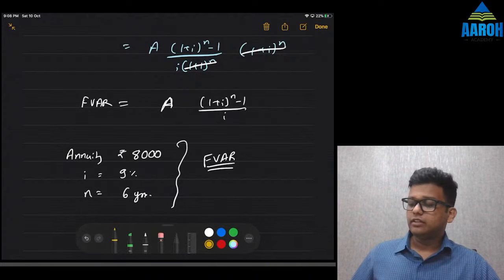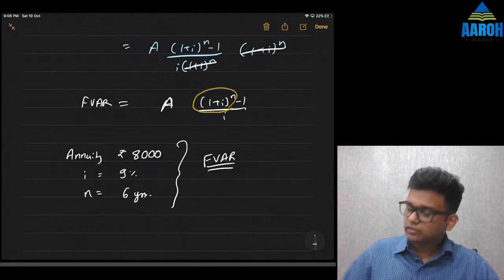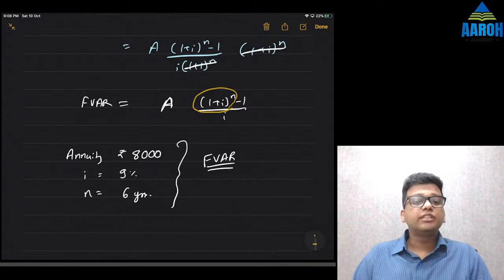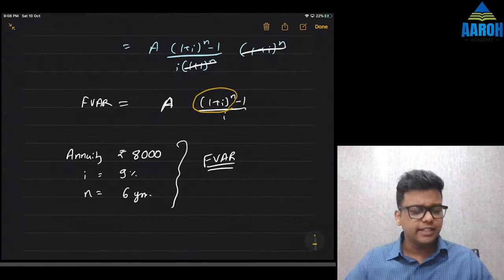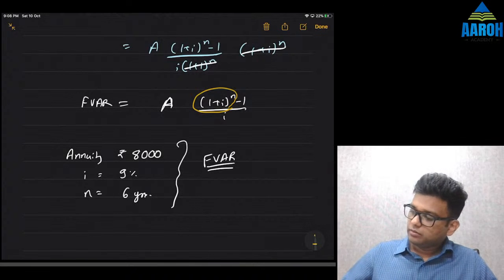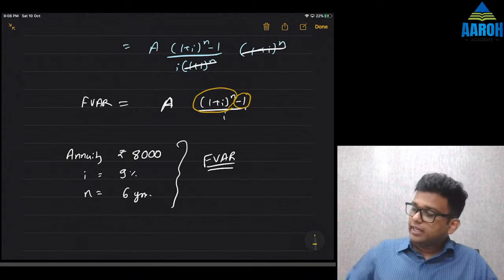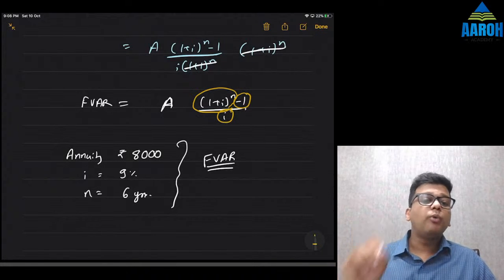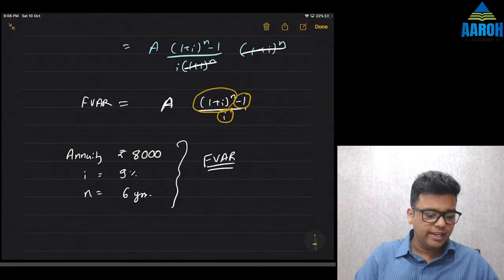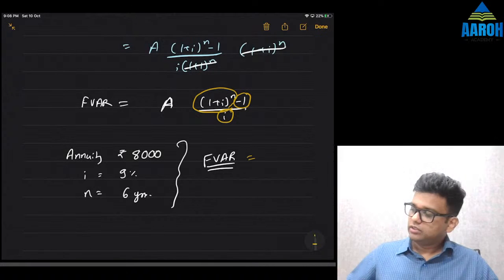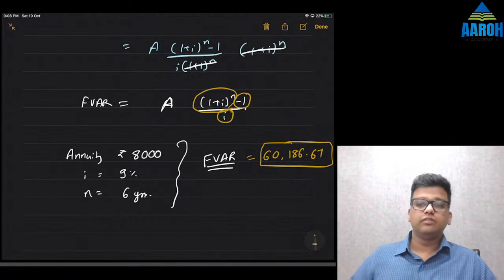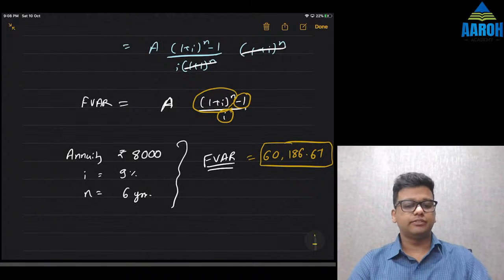Now while doing it on the calculator, start with this part: 1 plus I raised to n. How will we calculate that? 1 plus I, that is 1.09 raised to n. So raised to 6. How do we raise it by 6? Into and equal to 5 times. Then minus 1. Then divided by I, which is 0.09, and multiplied by A, which is 8,000. That should give you 60,186.67 something.